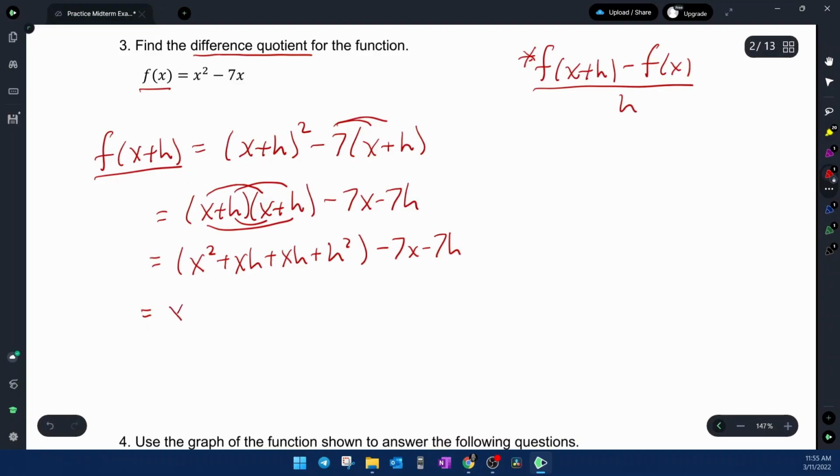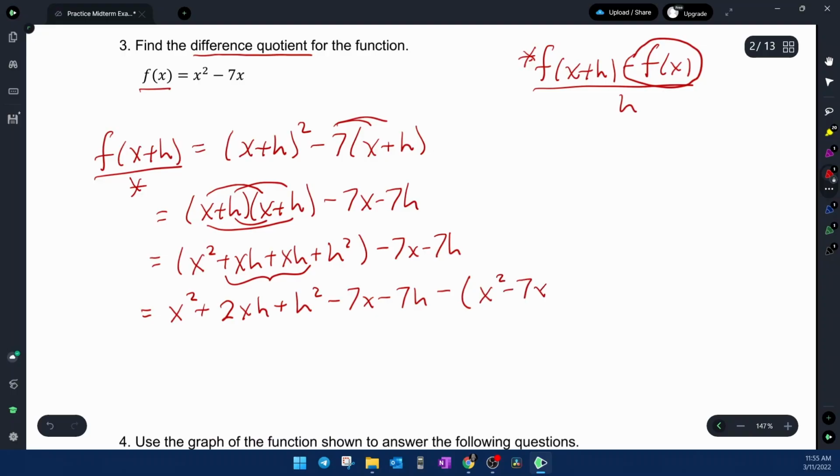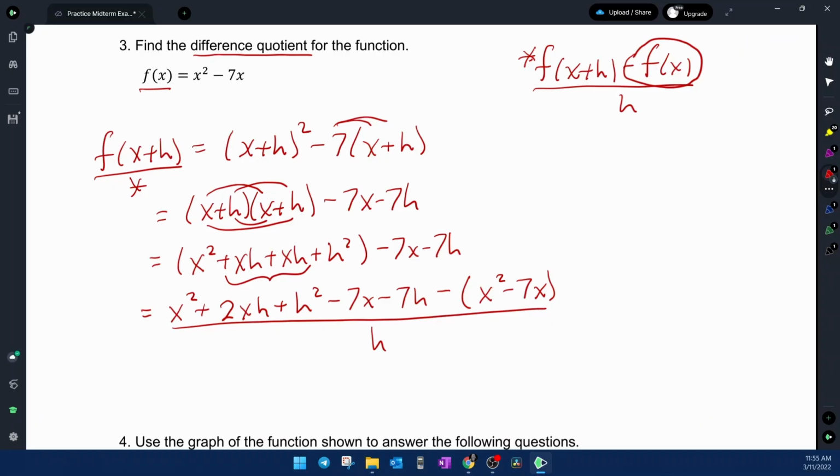That's going to give us x squared plus 2xh plus h squared minus 7x minus 7h. And that finishes the simplification for f of x plus h. Now for the rest of the difference quotient, we need to add minus f of x all over h. And this is where we begin the actual difference quotient.